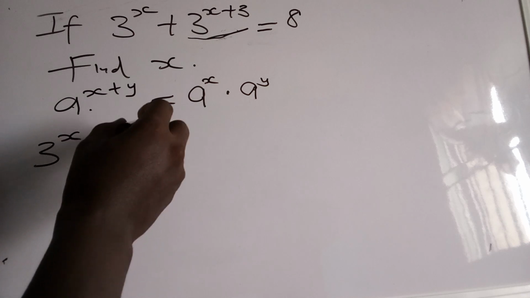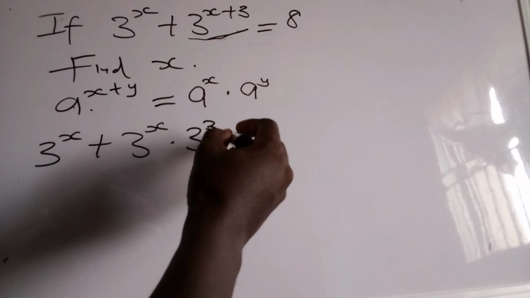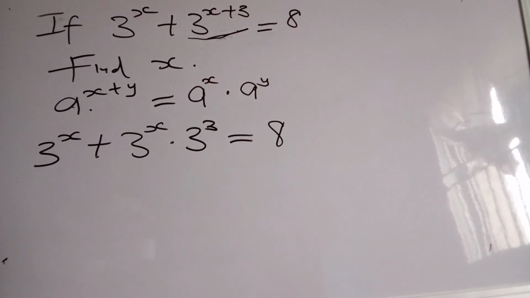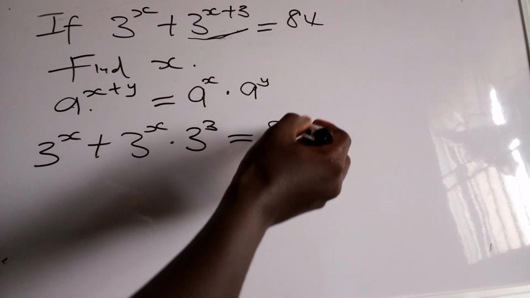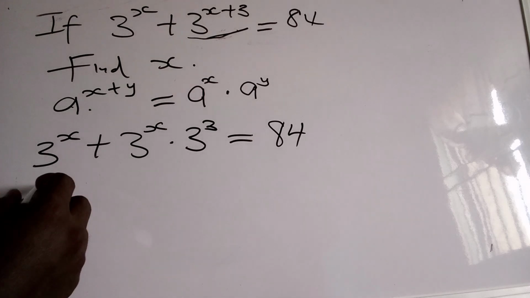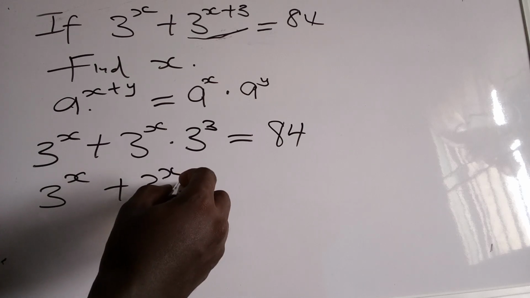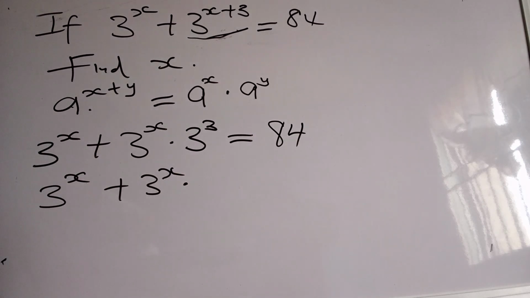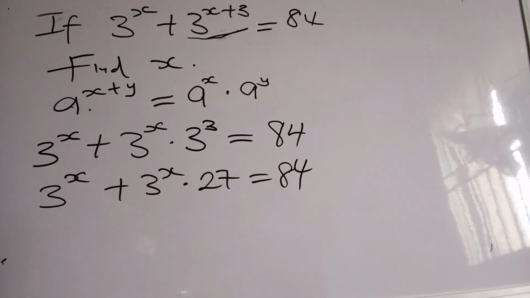So we have 3^x multiplied by 3 raised to power 3 equals, sorry, this should be 84. So let's proceed. We have 3 raised to power x plus 3 raised to power x multiplied by 3 raised to power 3, which will give us 27, equals 84.